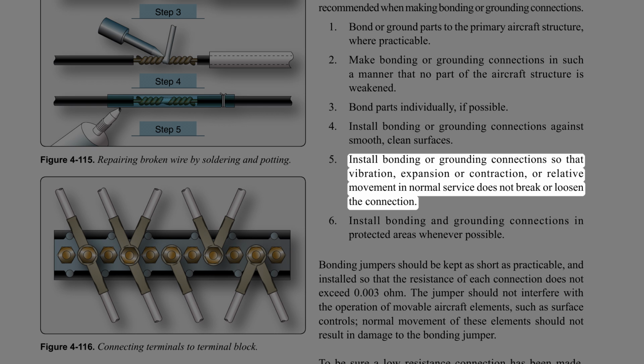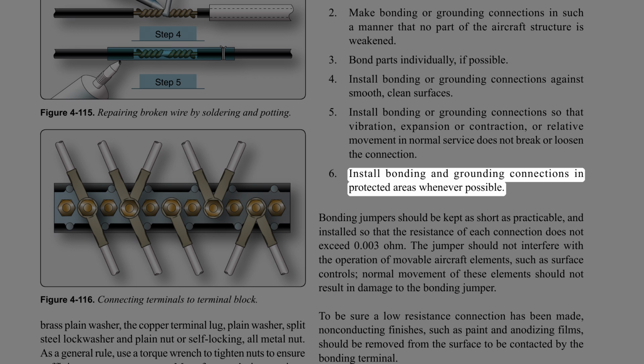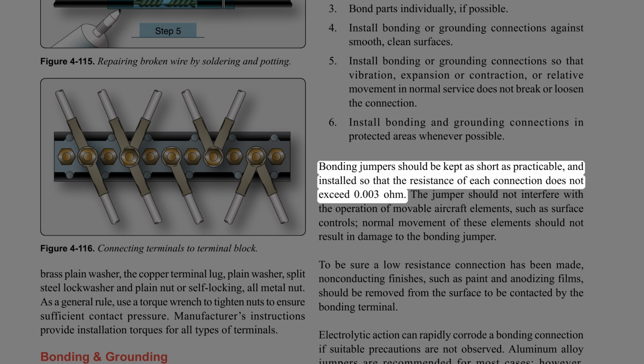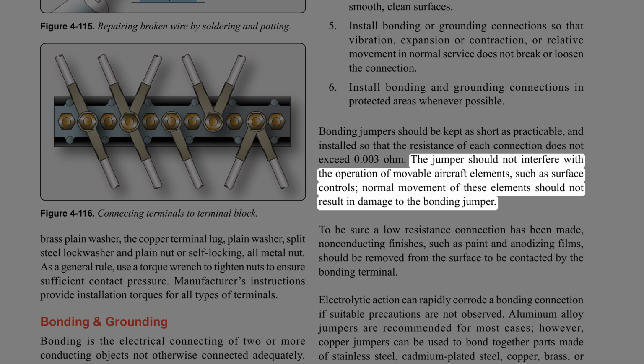Install bonding or grounding connections so that vibration, expansion or contraction, or relative movement in normal service does not break or loosen the connection. Install bonding and grounding connections in protected areas whenever possible. Bonding jumpers should be kept as short as practicable, and installed so that the resistance of each connection does not exceed 0.003 ohm. The jumper should not interfere with the operation of movable aircraft elements, such as surface controls. Normal movement of these elements should not result in damage to the bonding jumper.